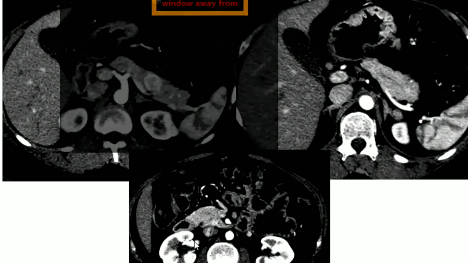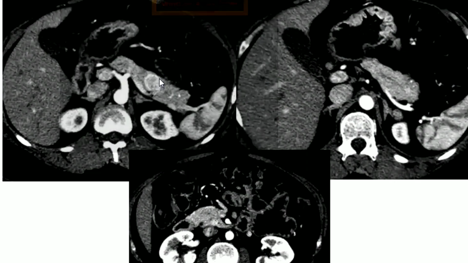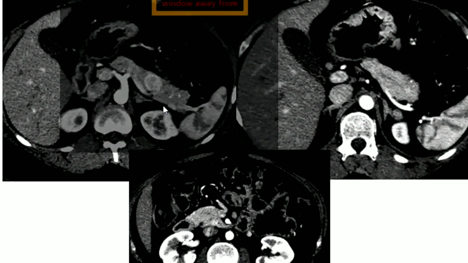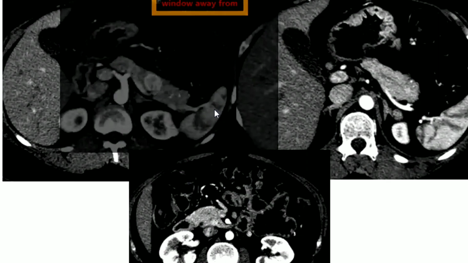Other important differential diagnosis is intrapancreatic splenule. Intrapancreatic splenule will follow the signal intensity or the pattern of enhancement of the pancreas. And it's very important to diagnose this entity to avoid unnecessary surgery for the patient. And usually the next step we can do MRI. In MRI, the intrapancreatic splenule will follow the signal intensity of the spleen in all sequences.